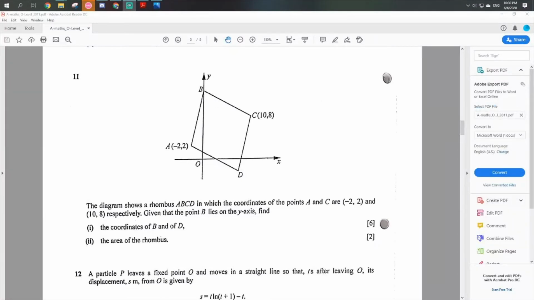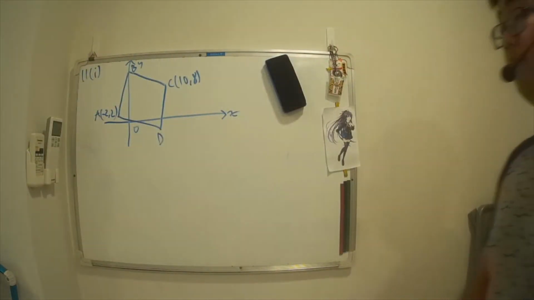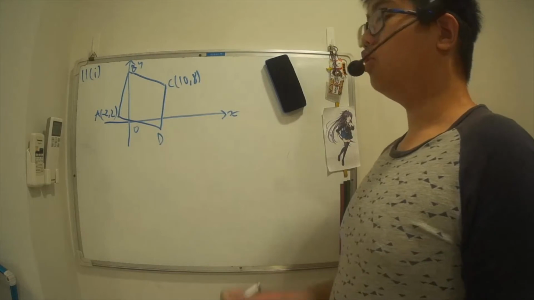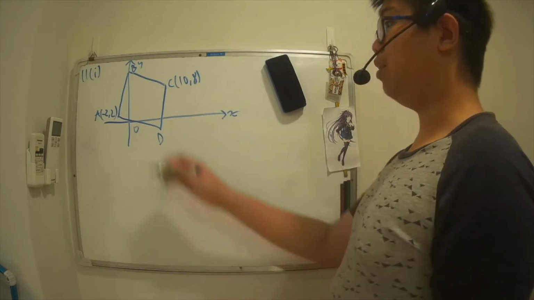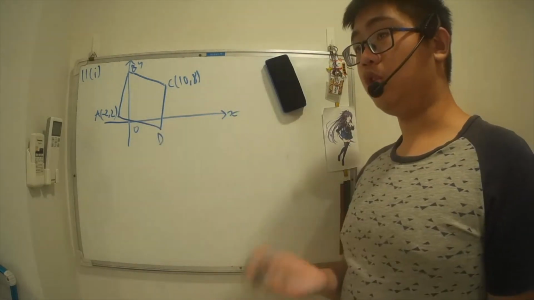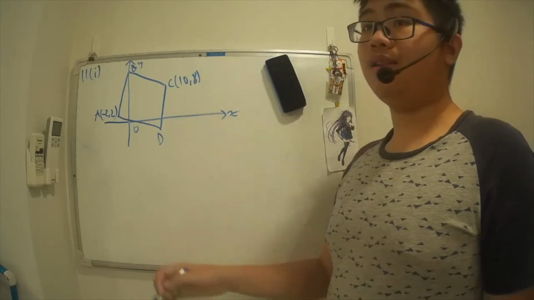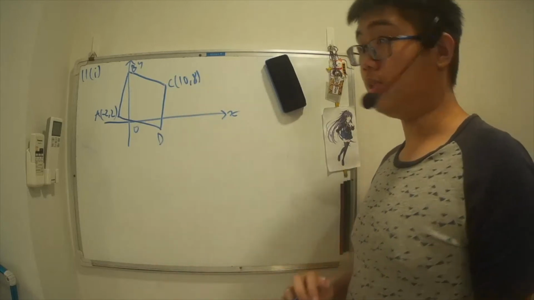Question 11. The diagram shows a rhombus ABCD in which the coordinates of the points A and C are -2 and 2 and 10 and 8 respectively. Given that the point B lies on the y-axis, find the coordinates of B and of D. Okay, so here's our diagram. Okay, so it's a rhombus, which means we know that the diagonals are perpendicular bisectors to each other, and the point where they intersect will be the midpoints of both of those lines.